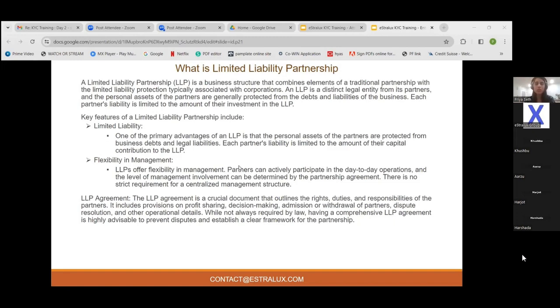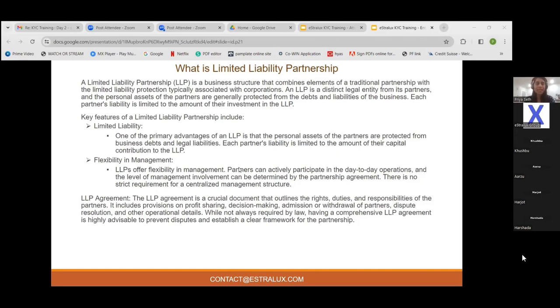I know it sounds a little strange, but yes. You don't have to worry when you are doing KYC. You have to know that if I'm doing LP, then I have to collect two partners, a general partner and a limited partner. And when I'm doing LLP, then I have only partners who are limited liability. There's no general partner, so you don't have to worry about collecting a general partner.